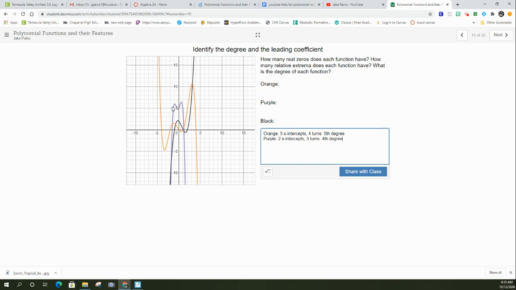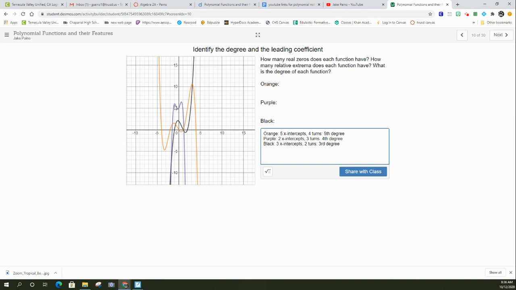Again, notice right at this turn, this relative extrema does not go below, so that's why there's not as many x-intercepts. The change of direction happens before the x-intercepts. And then the black function, how many x-intercepts does that have? 1, 2, 3. That's 3 x-intercepts. It has 1, 2 turns. And so this will be a 3rd degree. And again, end behaviors are opposite, so I know it's odd.